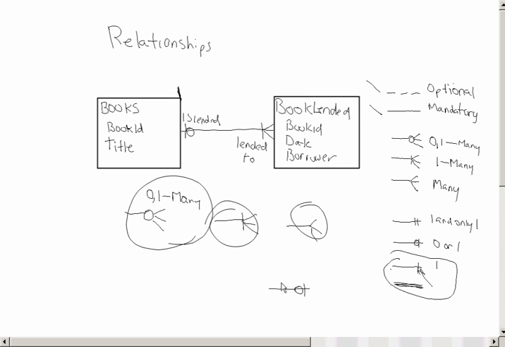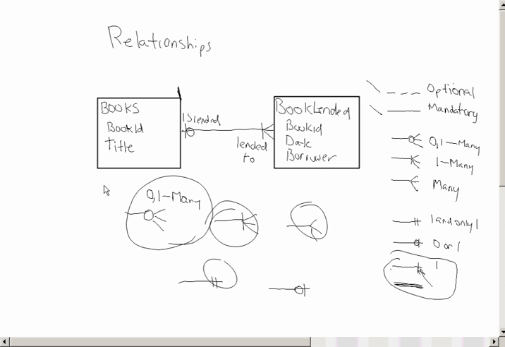And then the final one, which is when I have a line and 2 bars on it like this, that means that I can have one and only one relationship on this side. So when I have this symbol, it means one and only one. That means I cannot have zero, I must have one, and I can only have one.